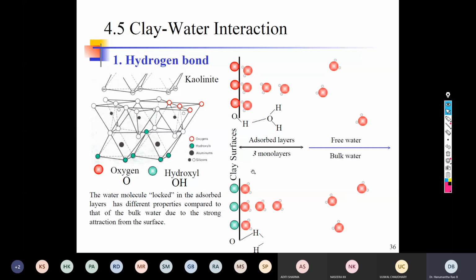Now let us try to understand what is called an adsorbed layer and what is called free water or bulk water. See, first of all, this is the clay surface which is negatively charged. Now this negative charge, because this is an electrical force, always tries to get neutralized by attracting the positive charges. So one of the positive charges is the water molecules.